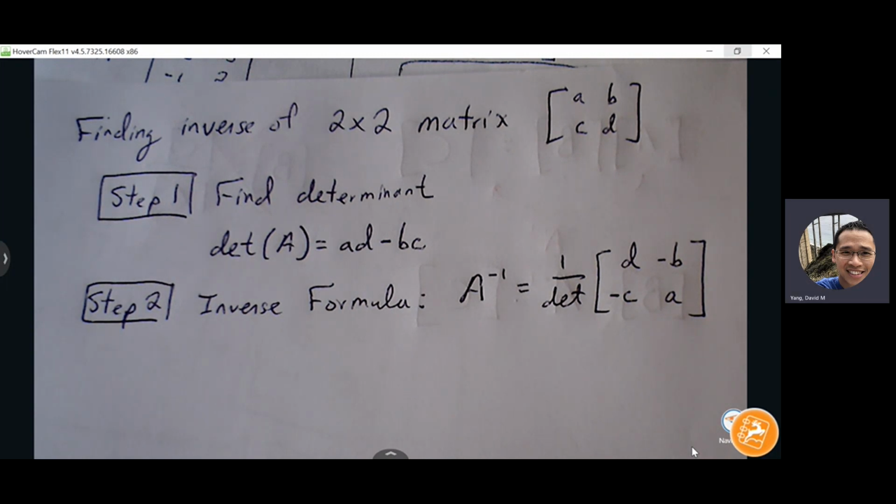Adding and subtracting requires the exact same dimensions. Multiplying requires your inner dimensions to be the same. And for the inverse, the determinant, we have to put little figures.